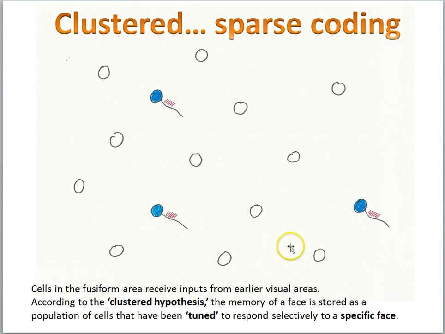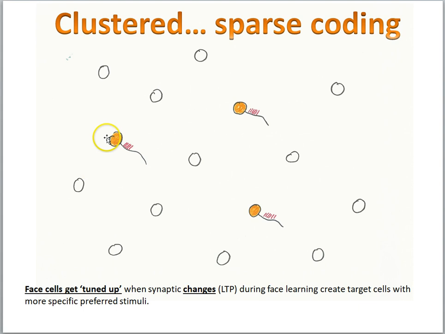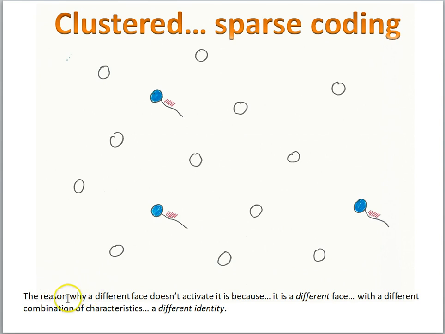So this is sparse coding, and they are very face selective because, as we'll see in the next slide, these cells do not respond to face number 2. It's a different population of cells that respond to face number 2. Now, how did these cells come to respond to their respective faces? Well, it might be that during face learning, there's LTP going on, synaptic changes are creating these target cells with their preferred stimuli. But in this cluster view, the reason why a different face doesn't activate it is because it's a different face with a different combination of characteristics, a different identity. So in the sparse coding view, these cells have a preferred stimulus of a unique face.